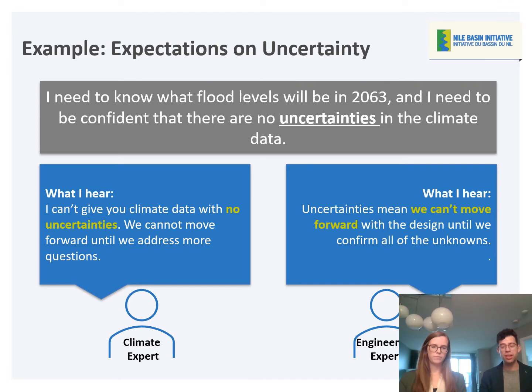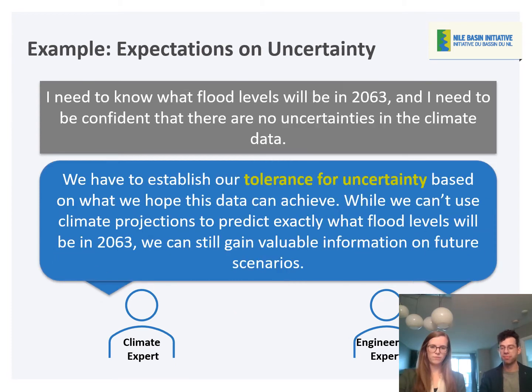And this is actually a request that climate experts and climate scientists hear a lot, which is they want a one value on a particular day or for a particular condition. And my response is that I can't give climate data with no uncertainties. So we cannot really move forward until we address several other questions around uncertainty and needs and really how to accomplish this need from an engineering perspective. So all climate data has degrees of uncertainty in it baked in. So in order to move forward, again, we need to talk.